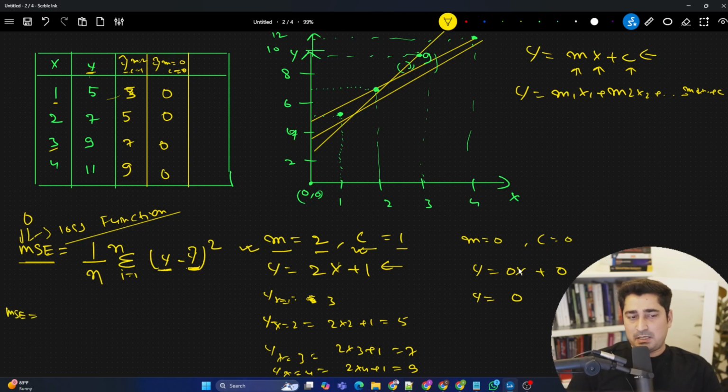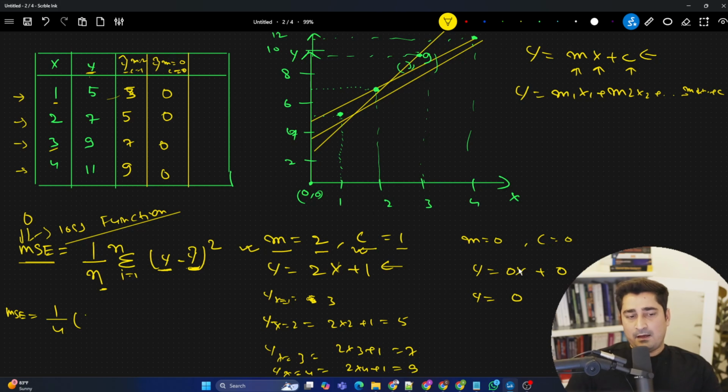So what is going to be the mean squared error? Here n is nothing but the number of data. How many data do we have? We have 4 data points, right? We have 4 rows over here, right? So 1 by 4, n. Summation of i equal to 1 till n, so data number 1 till the last. Y minus y hat. For this 0th one, I'm trying to do the computation.